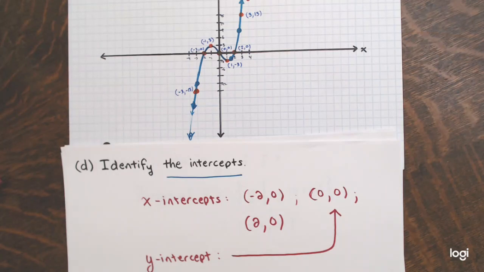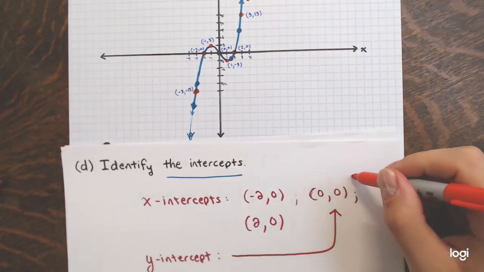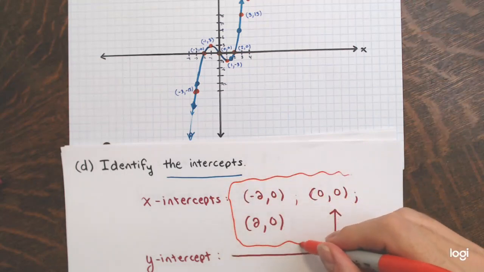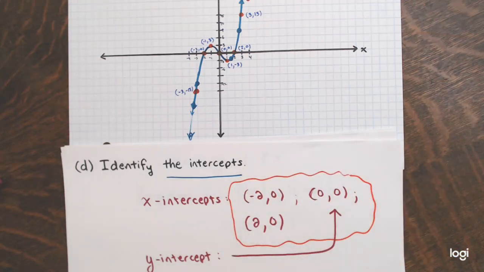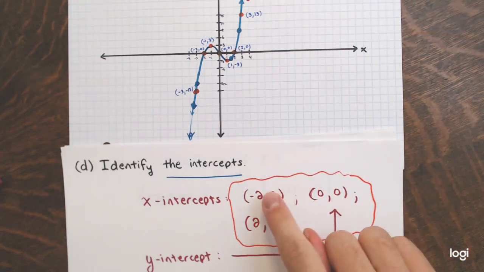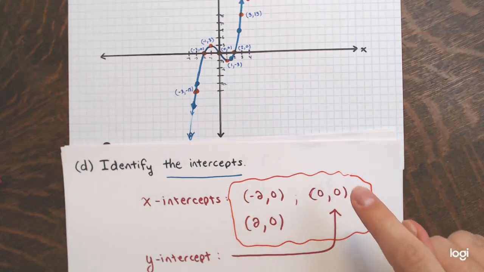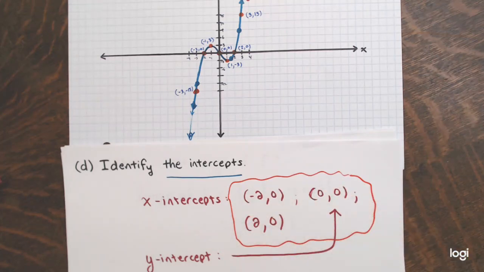All right, so the answer to that question would be these 3 points here are the intercepts of this graph. They're x-intercepts and the y-intercept (0, 0). Okay, pretty simple there.